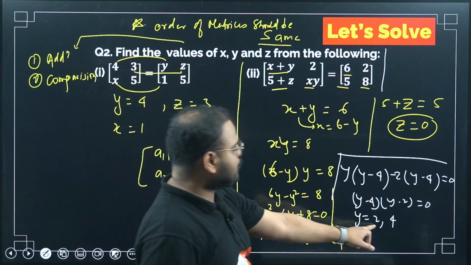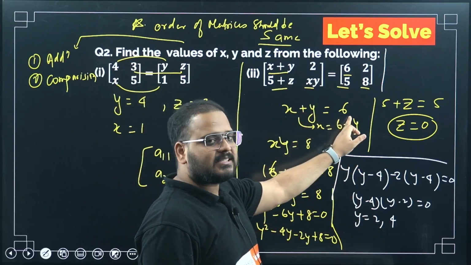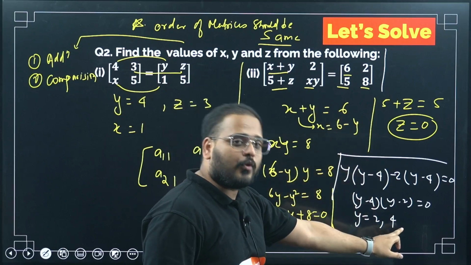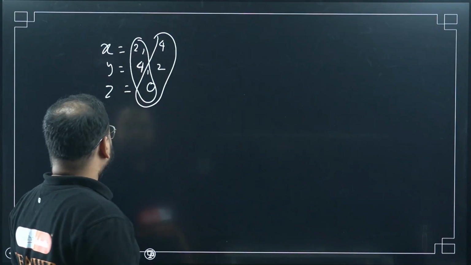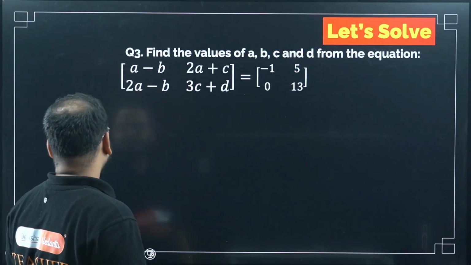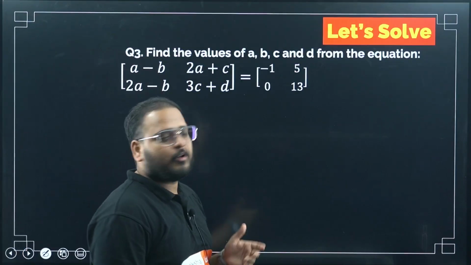Because if you take y as 2, x plus y is 6. Correct. So if y is 2, x will be 4. If you take y as 4, x will be 2. Please understand this. So both answers are possible: 2, 4, and 4, 2. Okay. X, Y, Z we got.